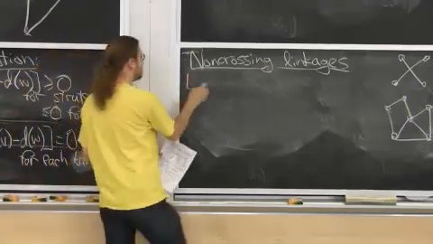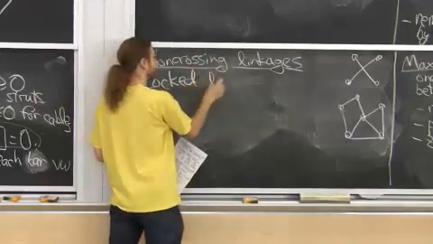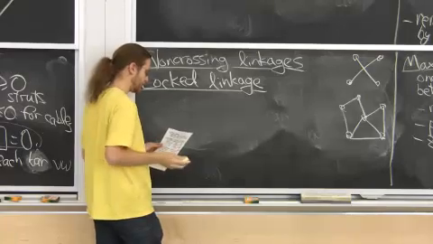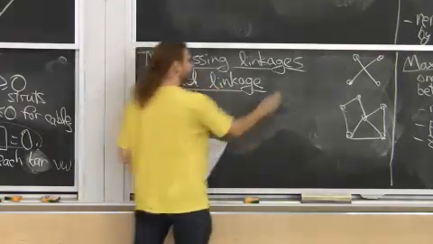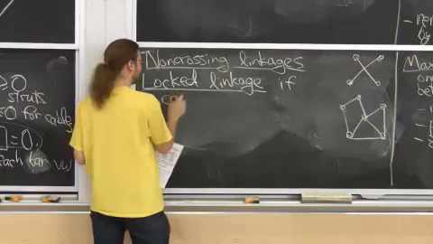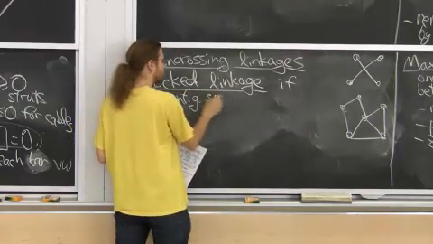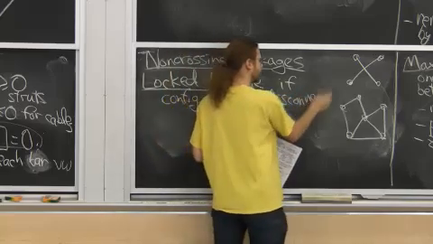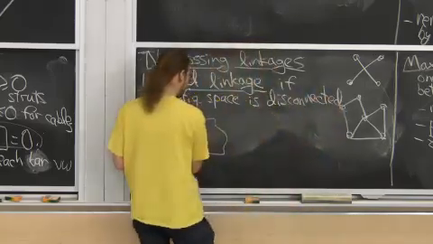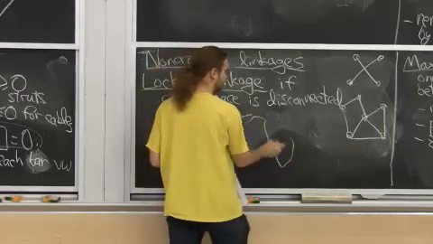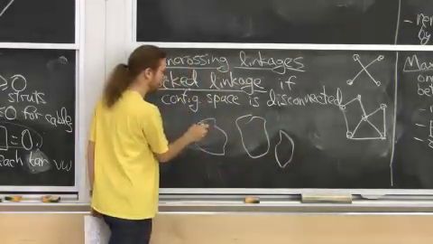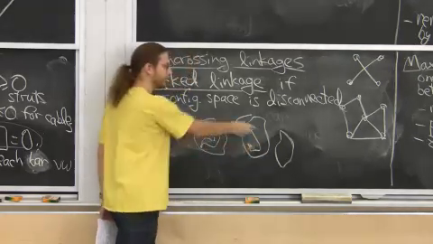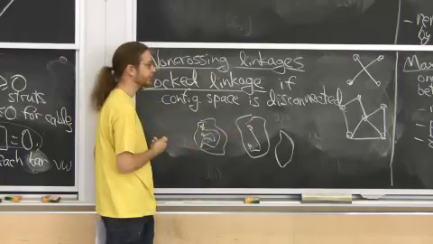And now what we care about is something called a locked linkage. A linkage is locked if its configuration space is disconnected. So the configuration space would look something like this. Maybe it has 3 components. If I have some configuration here, I can move to any other configuration here, and same over here. But there's no way to get from this configuration to that configuration. They're disconnected from each other.